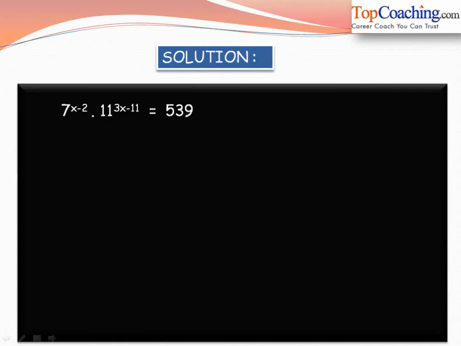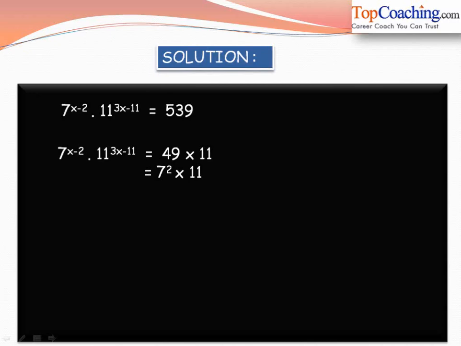We have been given the equation as 7 to the power of x minus 2 into 11 to the power of 3x minus 11 equal to 539. Now what we do is we factorize this 539 into its factors to get 49 into 11, and this 49 could be written as 7 square. Therefore 7 to the power of x minus 2 into 11 to the power of 3x minus 11 is equal to 7 square into 11.